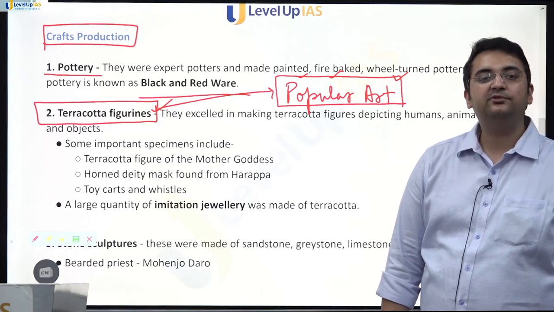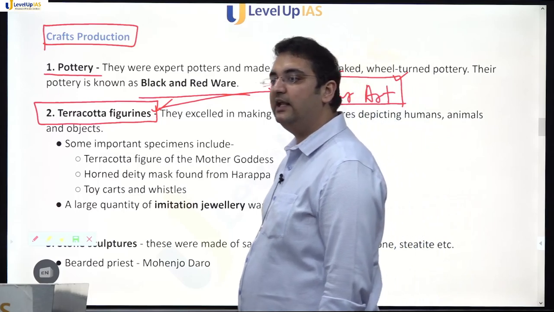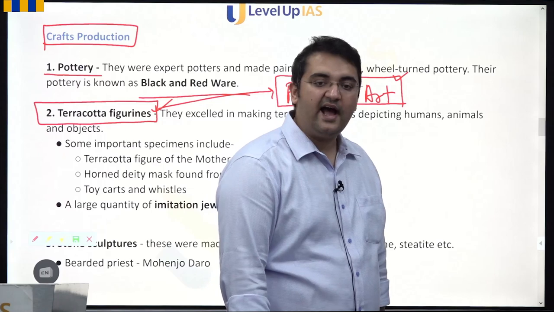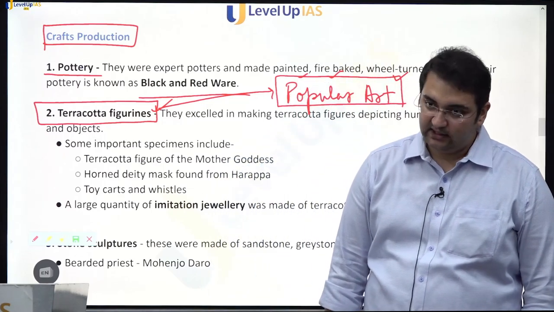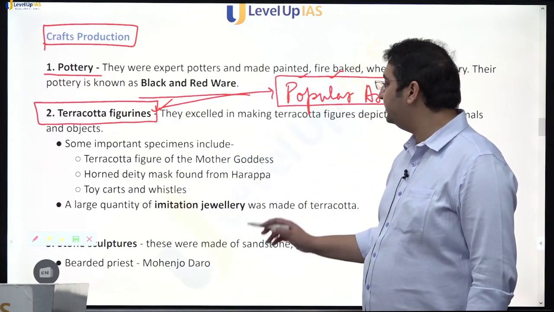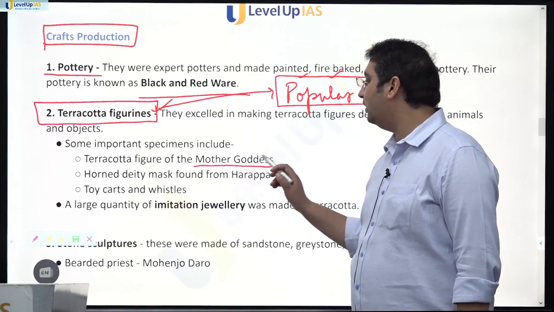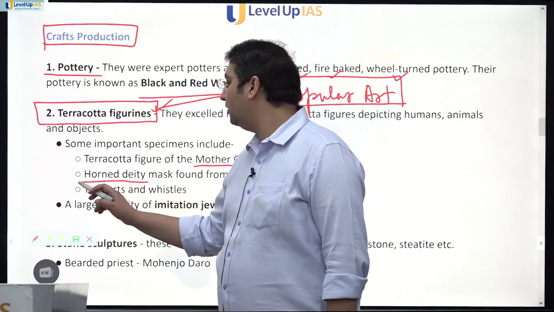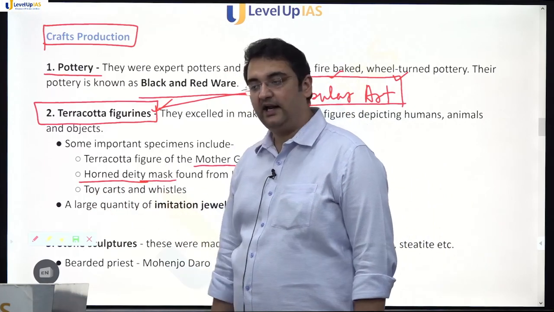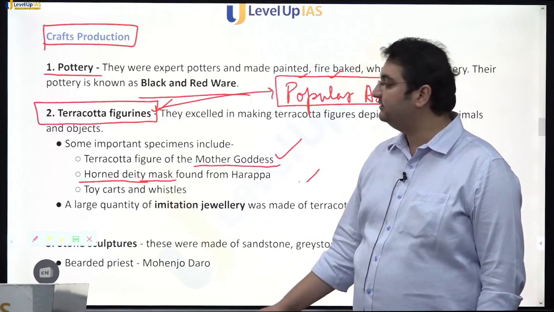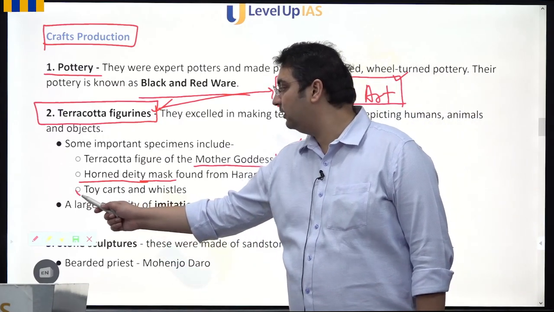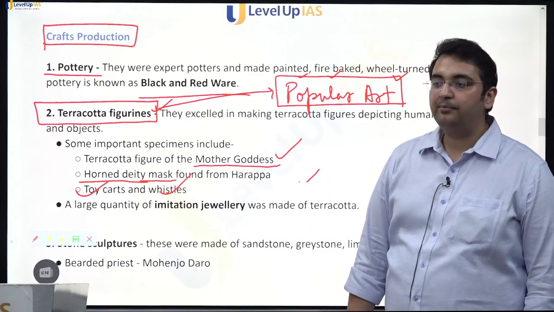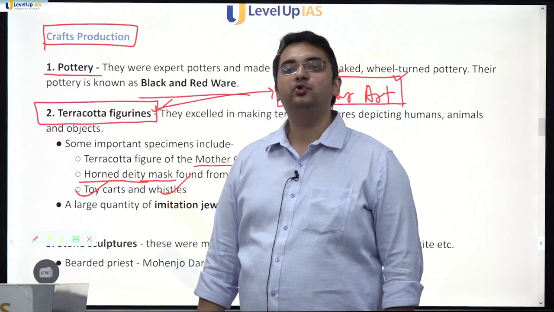What kind of figurines were made? Were they secular in nature or religious? Both secular as well as religious. Okay? So, we have examples of terracotta figurine of the mother goddess, the horned deity. Oh, sorry, horned mask of a deity from Harappa, and at the same time we also have examples of toy carts and whistles. Okay? Now the Harappans were experts in jewelry making as well.